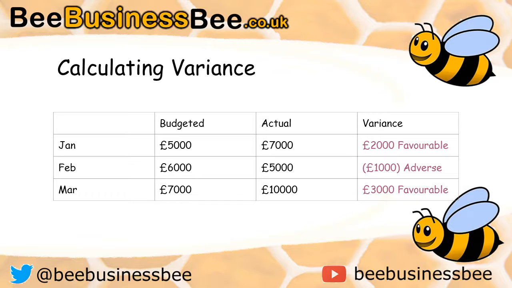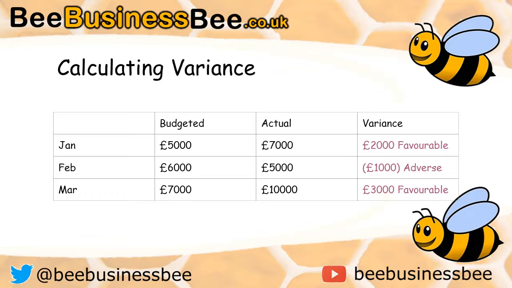This is the profitability. So as you can see in the case here, in January I budgeted to make £5,000 in profit, and I've actually made £7,000 in profit. That means that I've got a £2,000 positive, or what they call a favourable variance. So it's favourable, it's in my favour. I've done better by £2,000.